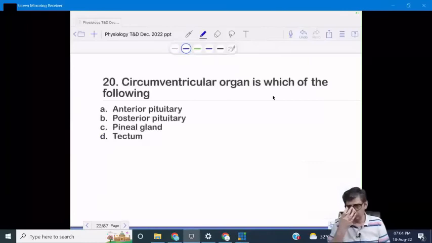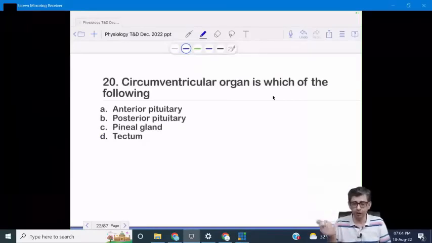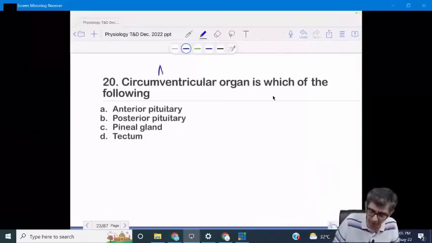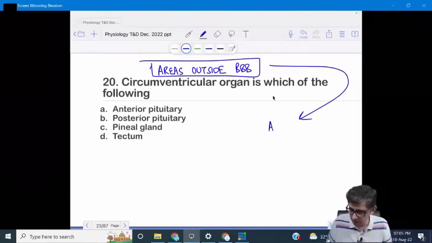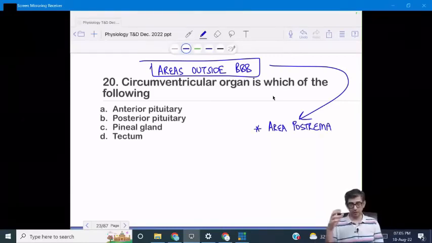Moving to question number 20, circumventricular organs. The meaning of the word circumventricular organs is areas outside the blood-brain barrier. The best example of an area outside the blood-brain barrier that I can give you while I'm waiting for your answers is the vomiting center. If somebody eats poison or has food poisoning, before brain damage occurs, the body will try to expel it out.